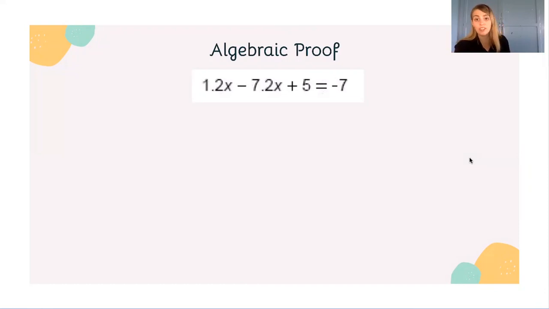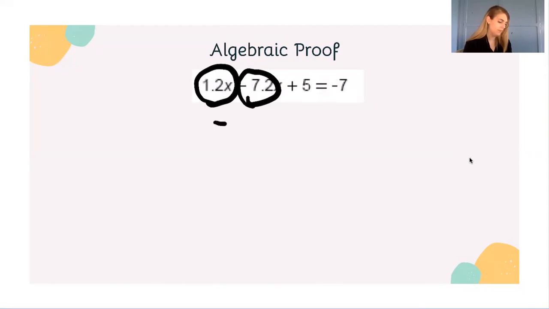So when I look at this equation, the very first thing that I identify is that I have a pair of like terms, 1.2 and minus 7.2x. When I combine those together, I get negative 6x left over.